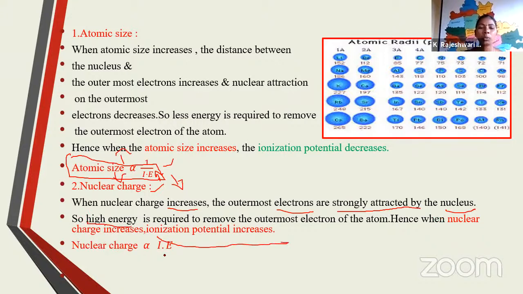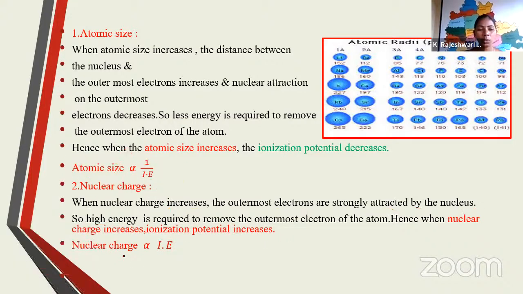nuclear charge is directly proportional to the ionization energy. Okay, ma'am. So here they are directly proportional. Both are in the numerator place. If nuclear charge increases, ionization energy also increases. If nuclear charge decreases, ionization energy also decreases. So that is the second factor which is affecting ionization energy.